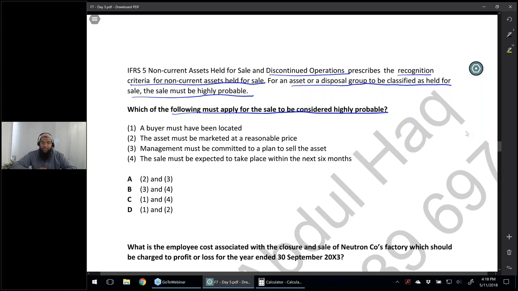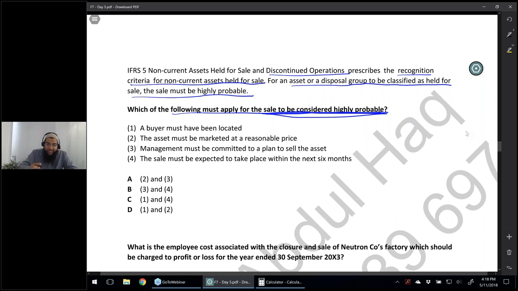Okay, thank you. So now we are discussing which of the following must apply for the sale to be considered highly probable. If you remember, there are 6 criteria under IFRS 5 which should be met. The management should be committed to a plan to sell the asset. An active program to locate a buyer should exist. The asset should be quoted at a reasonable price. It is expected to be immediately available for sale. It is probable that the asset will be sold within 12 months. And the management actions should not suggest that the plan will either be changed or be withdrawn. These are 6 areas which should be met in case of IFRS 5.